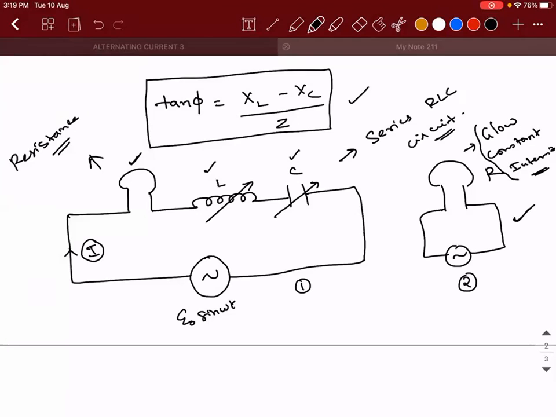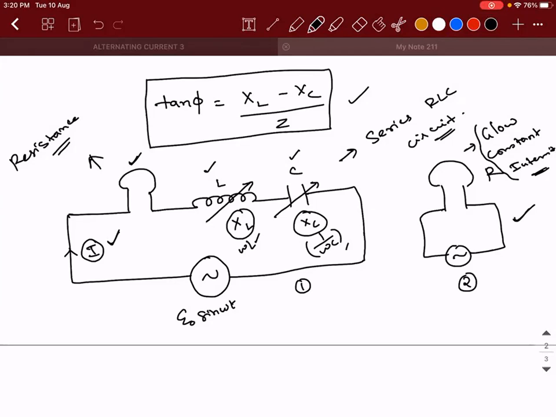Change in the inductance and capacitance. As a result of which you will be able to change the value of XL and XC. Because XL is omega L, XC is 1 by omega C. So if inductance and capacitance are changed, you can change the value of XL and XC. Accepted? Now, when the amount of reactance offered by these two devices can be changed, can I say that this value of current will also change?